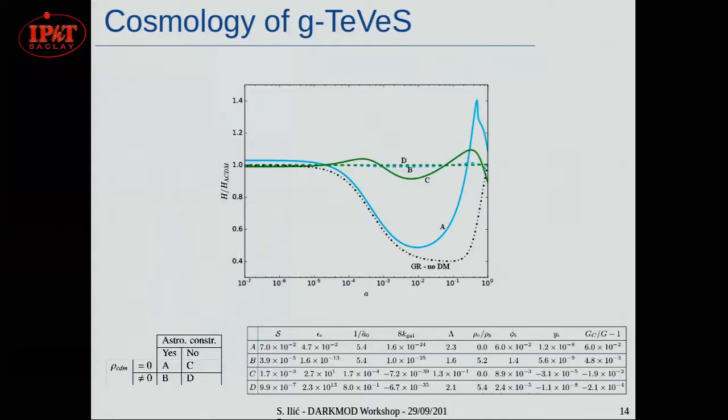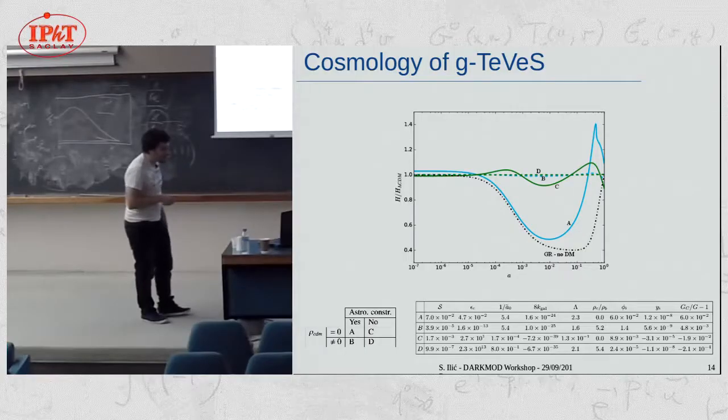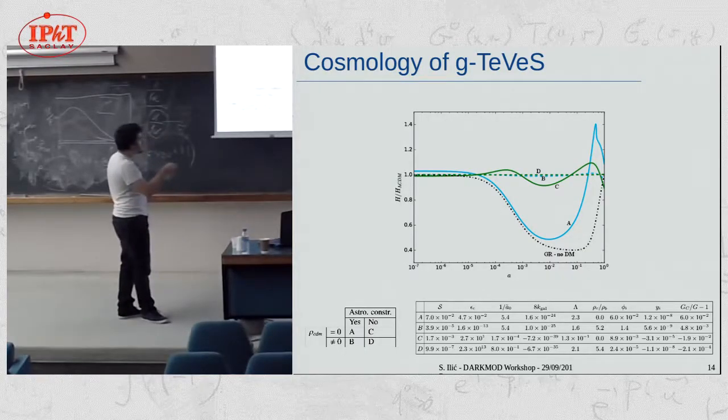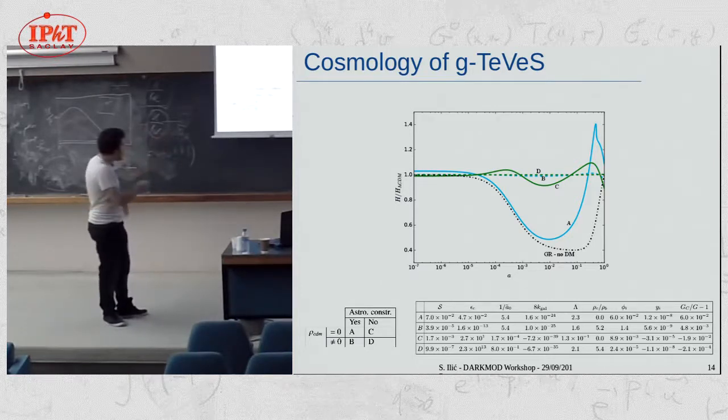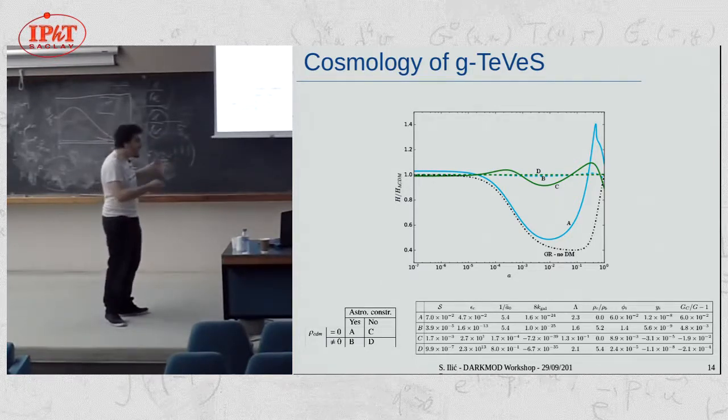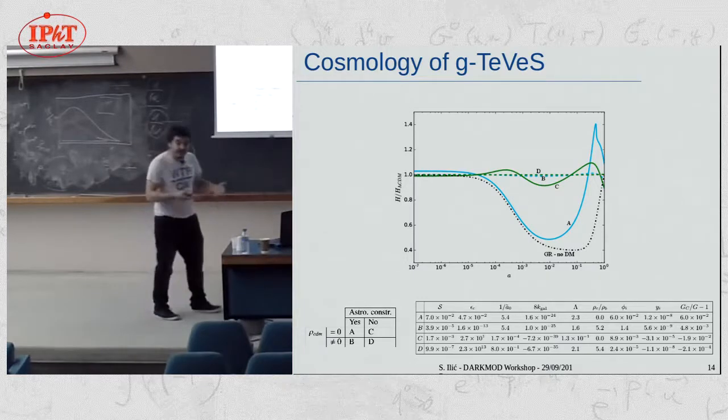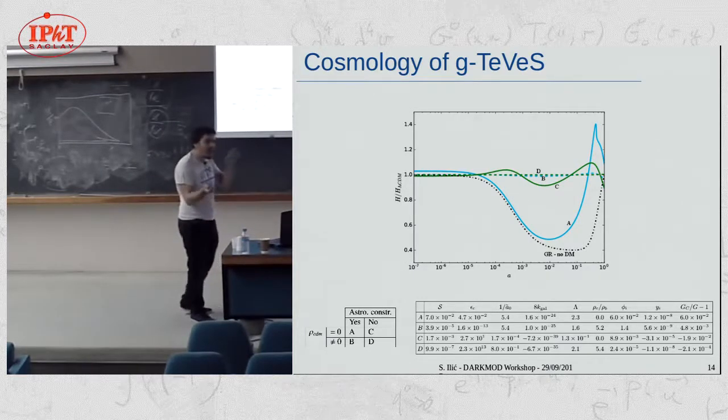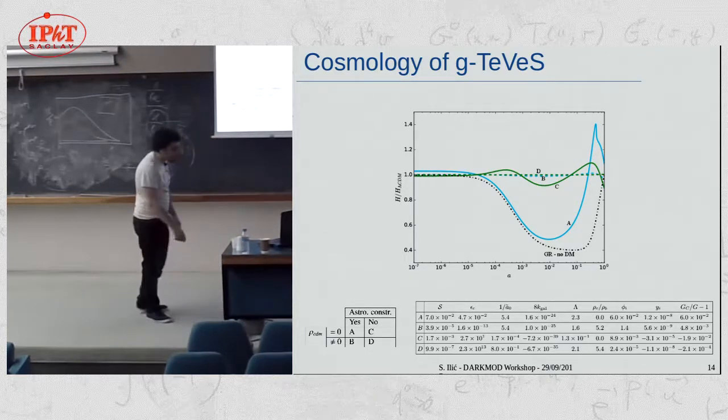So here are the results of the minimization of the quantity I showed before. There are 4 cases considered: whether or not you include the astrophysical constraints I mentioned, and whether or not you allow for the inclusion of CDM, you allow back CDM into the model or not.